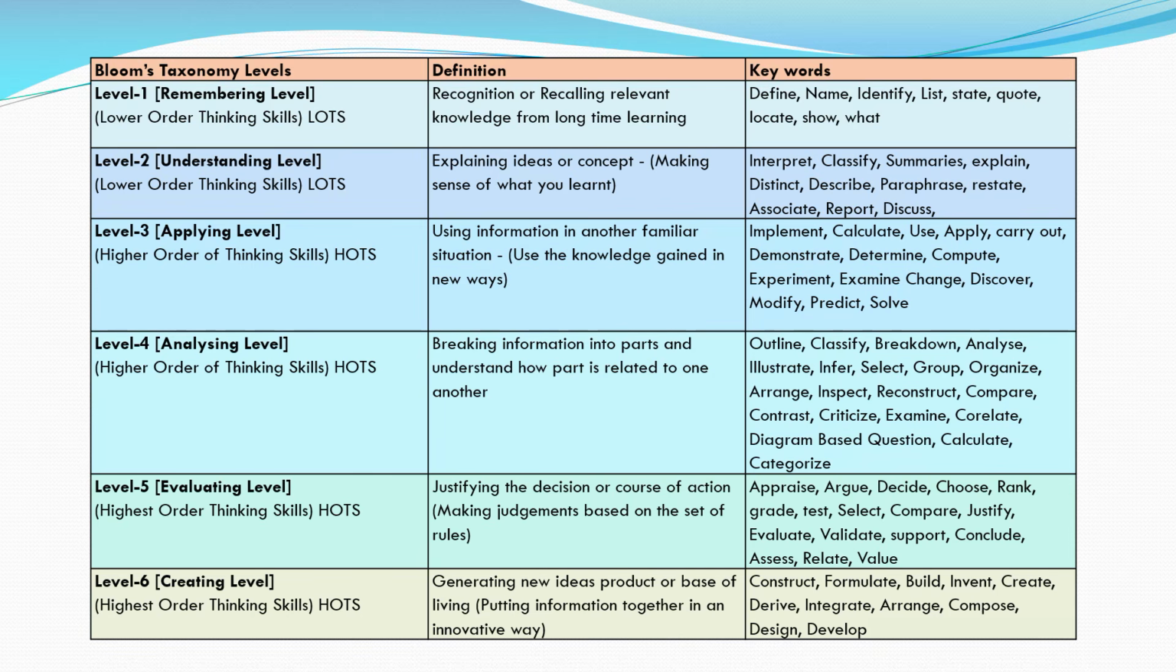It is the highest order thinking skill. As per the definition, it is the generation of new ideas, products or ways of viewing things, or putting information together in an innovative way. Here we can use different kinds of keywords like construct, formulate, build, invent, create, derive, integrate, arrange, compose, design and develop.